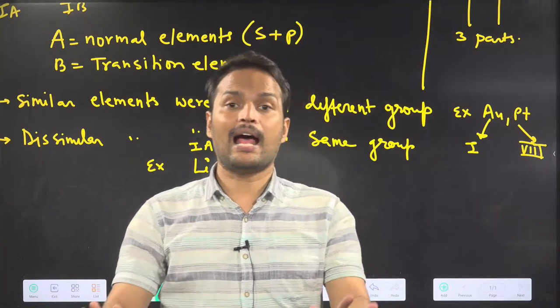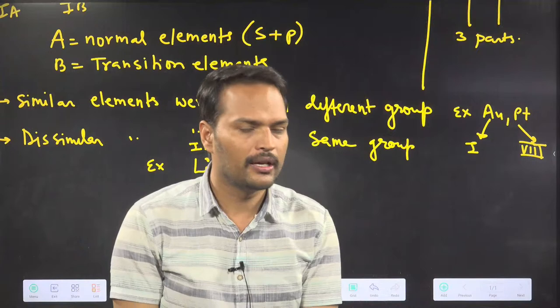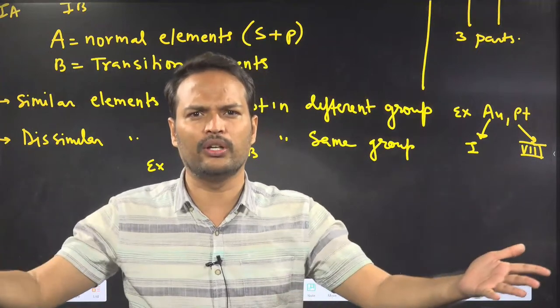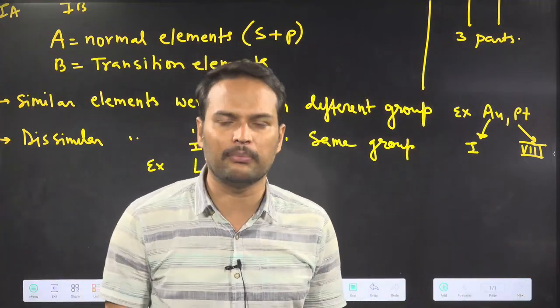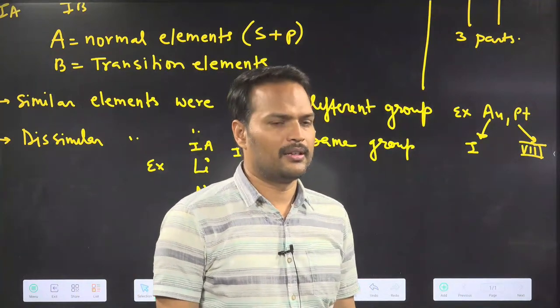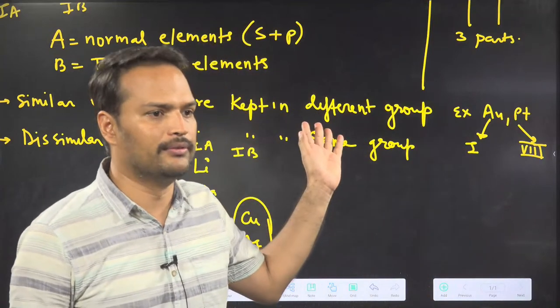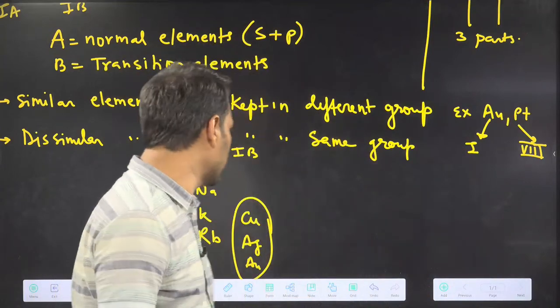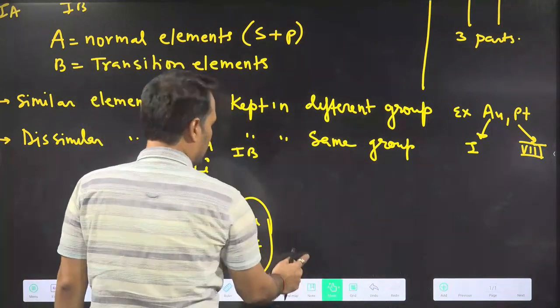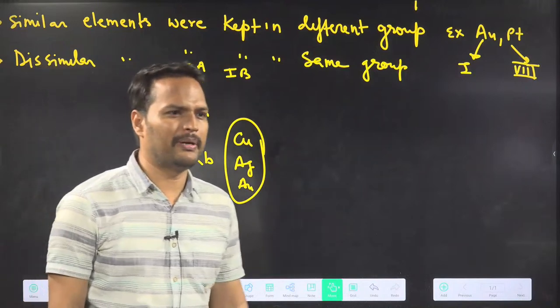But as this was the first time at large scale, groups were introduced, periods were introduced, that's why Mendeleev's periodic table is very important. Development of the modern periodic table, credit is given to Mendeleev. Clear with this point? Okay, so that's it about Mendeleev.